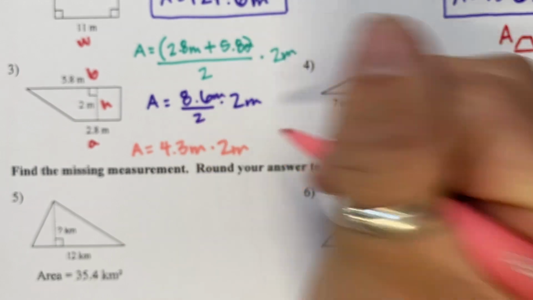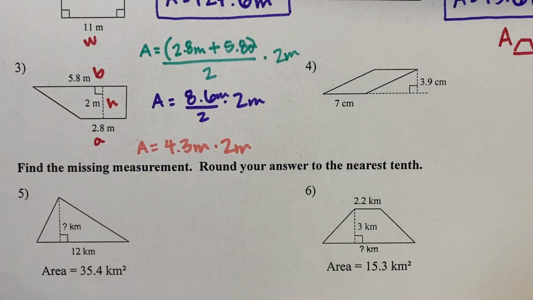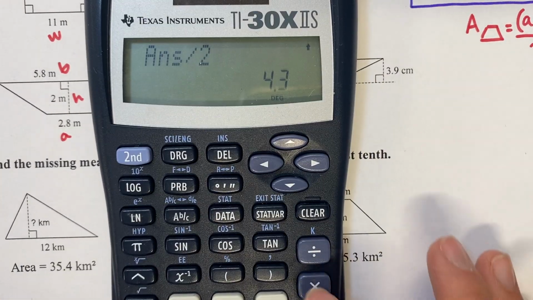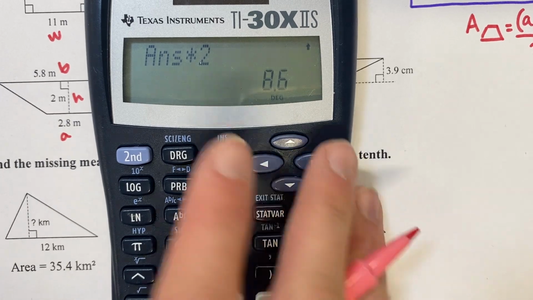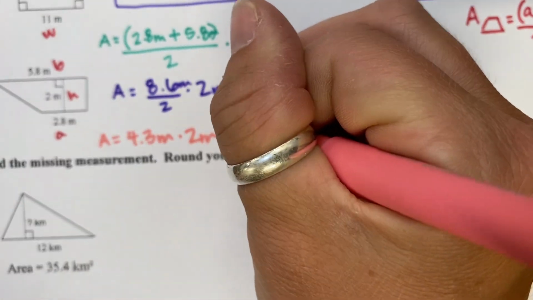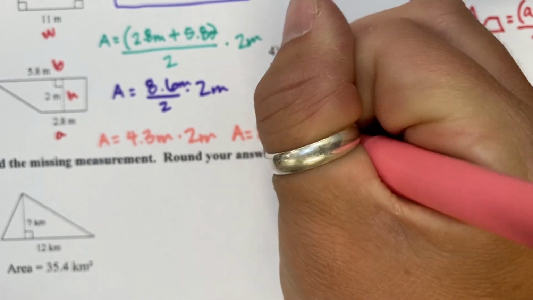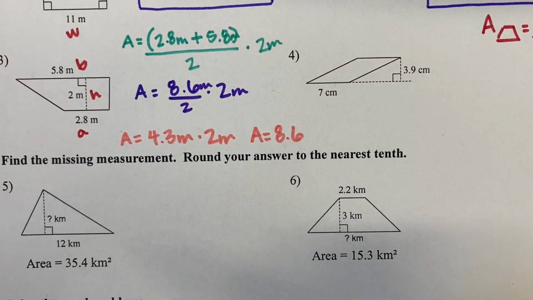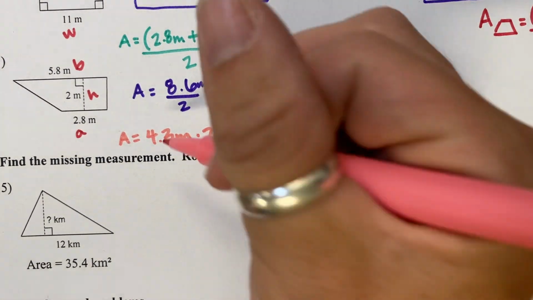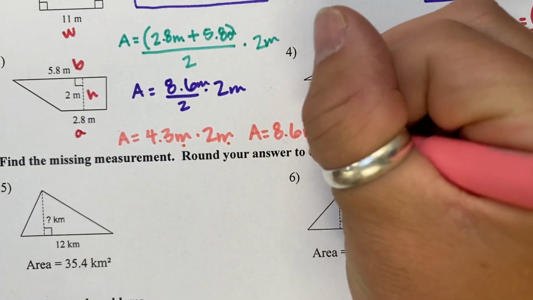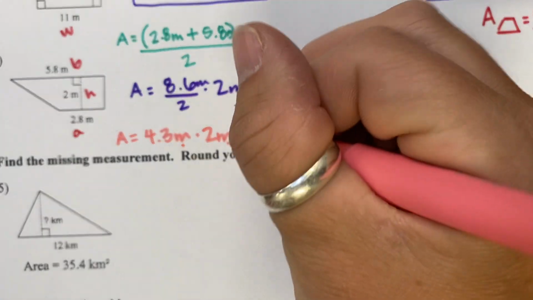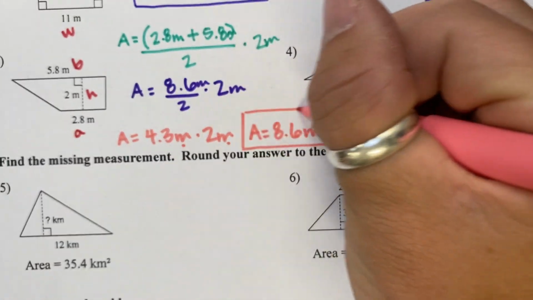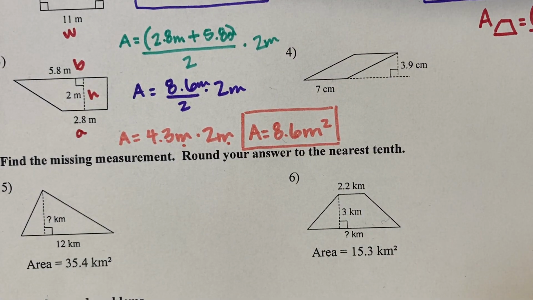And lastly, we're going to multiply it by 2 meters. Okay, so what is 4.3 times 2? Again, we get 8.6. 8.6. But 8.6 what? What are my units of measurement here? So again, we have meters times meters, so meters squared. And there is our area.